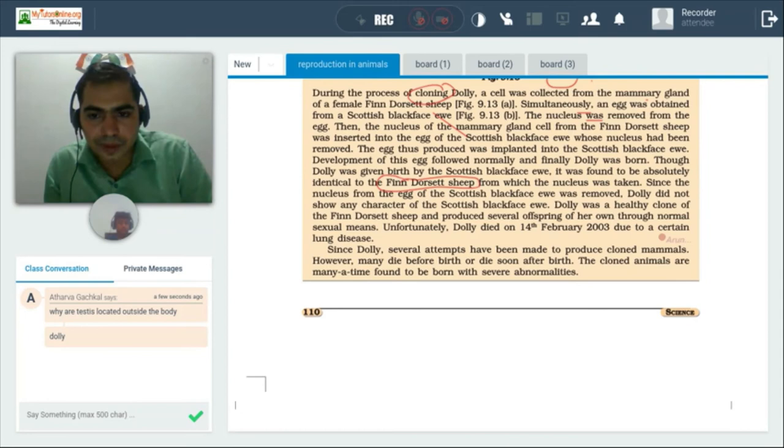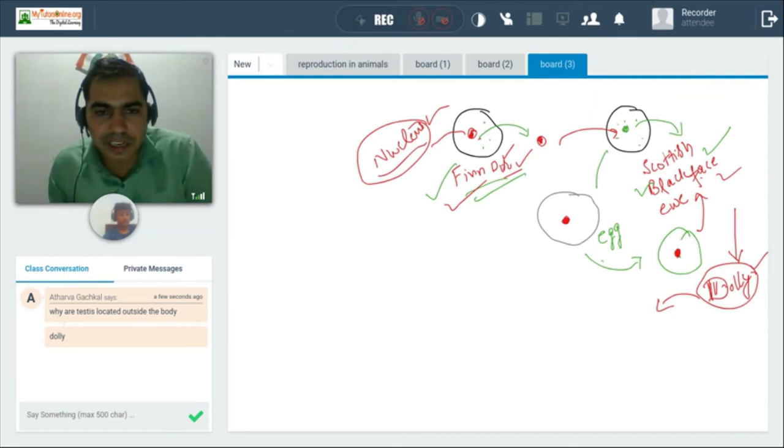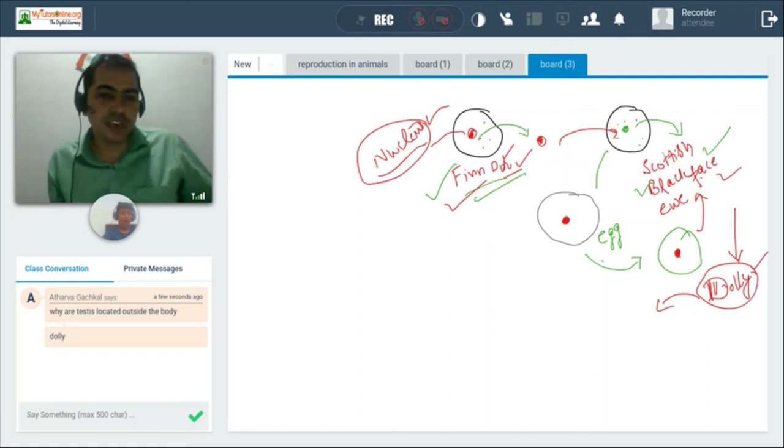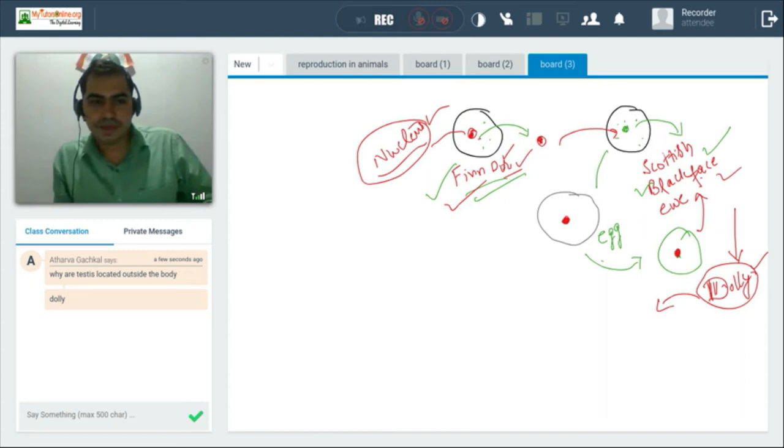Understood? So, this is the process by which we create multiple copies of a single organism. In this way, we create multiple copies of a single organism.